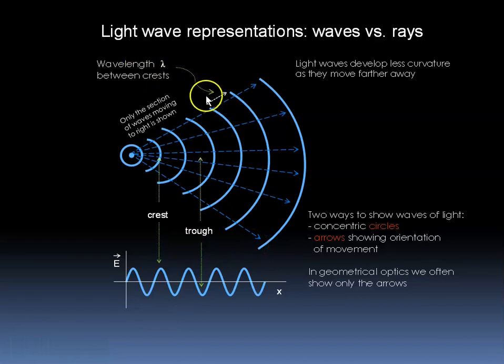The wavelength, lambda, is the distance between each wave. Note that the curvature of the waves of light goes down. It becomes less curved as it moves away from the point of origin.